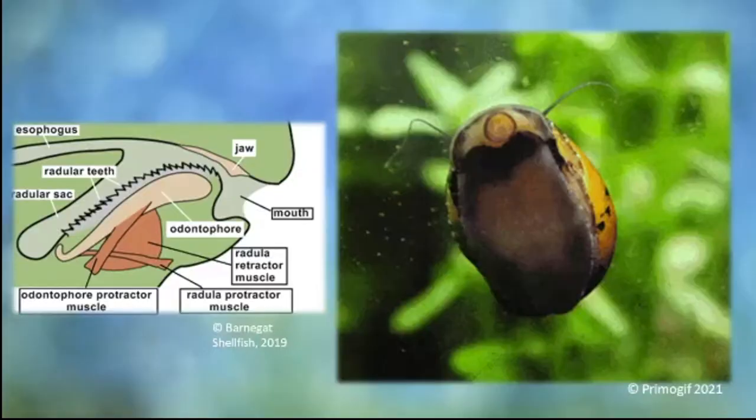Another little factor is the radula, which is basically their mouthpiece. And it's got thousands of little teeth that you can see in the diagram on the left, which can extend to scrape off food into their mouth. And they use different muscles to put it in and out.